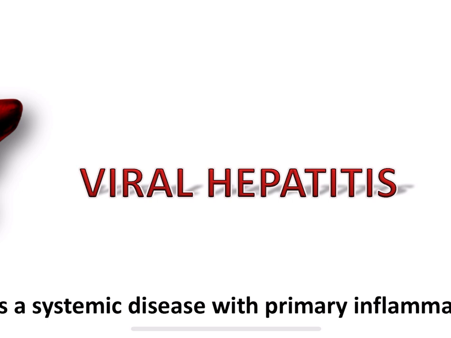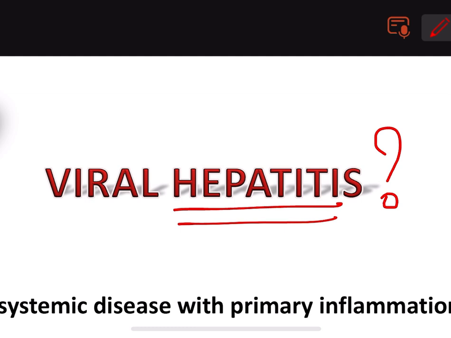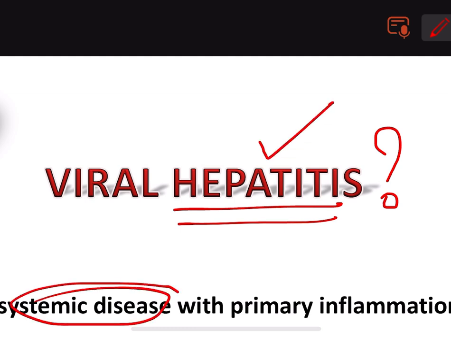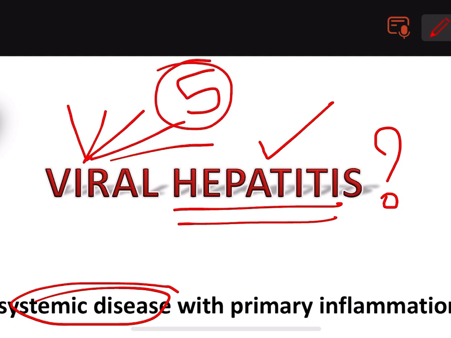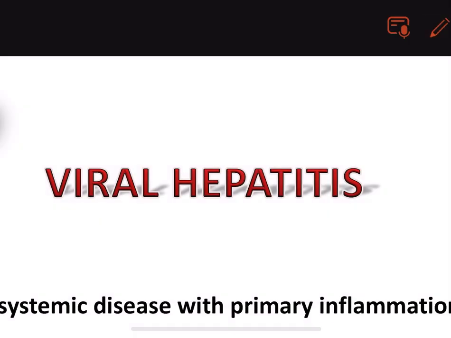So what is the gist of this slide? What did we understand? What is viral hepatitis? Viral hepatitis is a systemic disease where there is inflammation of the liver, caused by 5 serotypes. In addition to the 5 serotypes, we have other viruses like herpes simplex, cytomegalovirus, and so on which cause inflammation of the liver.